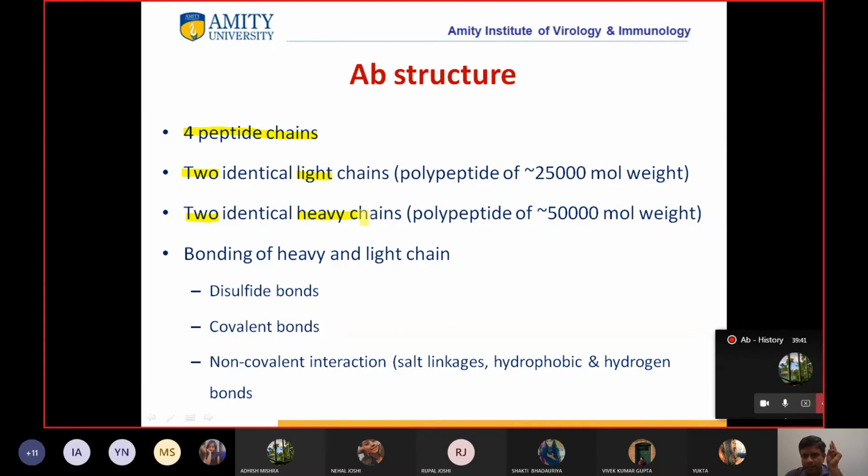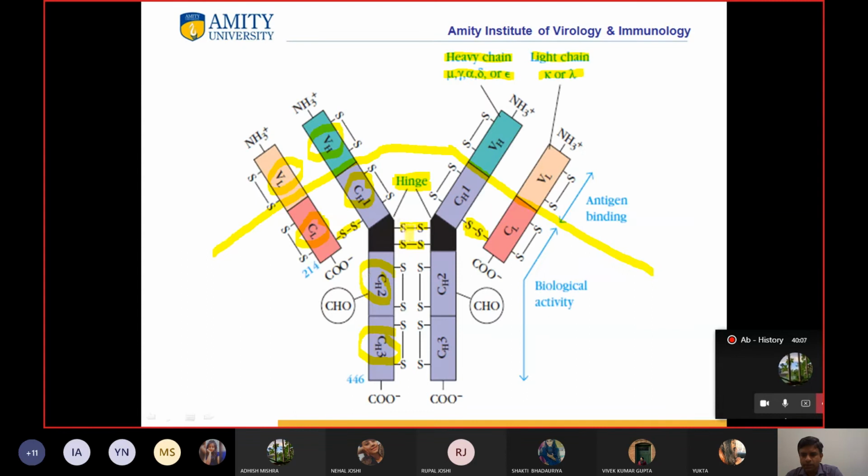And the bonding of heavy and light chain, how were they bonded? They were held together mainly by the disulfide bond. You just saw that in the picture also. There are some other interactions like the covalent bond and the non-covalent interactions, but the most significant one is your disulfide bonds. So these are the disulfide bonds which are holding these four chains together.